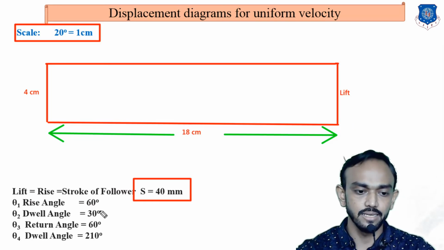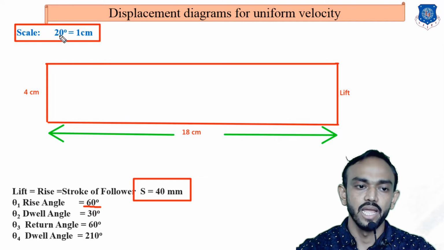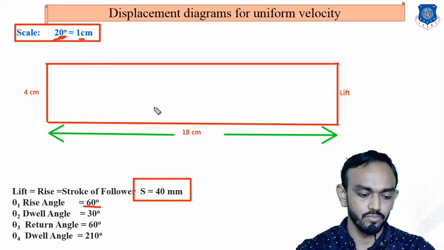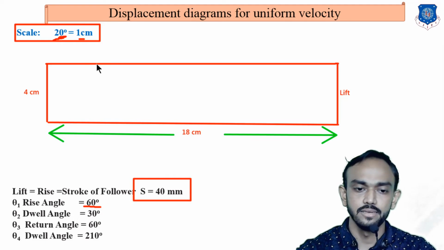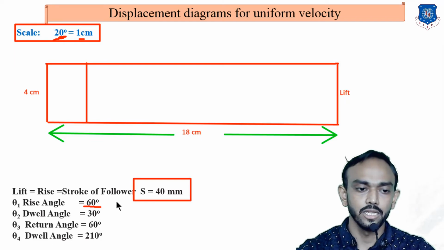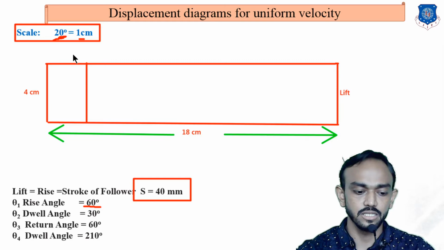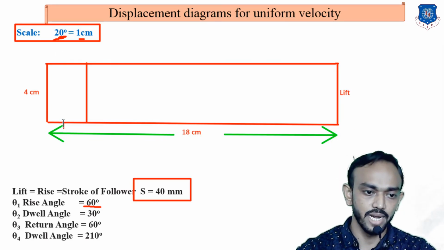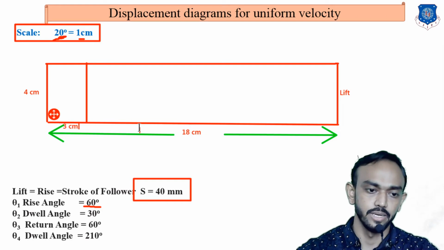You can see that a 60 degree angle is given and 20 degrees is equal to 1 centimeter. So for the first part, how many? 60 degrees is equal to 3 centimeters. So this will be the 3 centimeter first part. After that you can see this distance will be 3 centimeters. This is our first part, so I am writing here 3 centimeter.